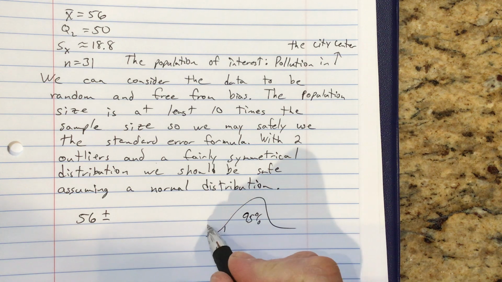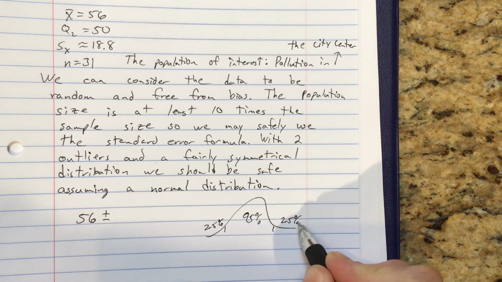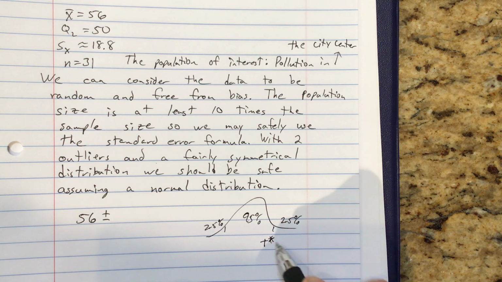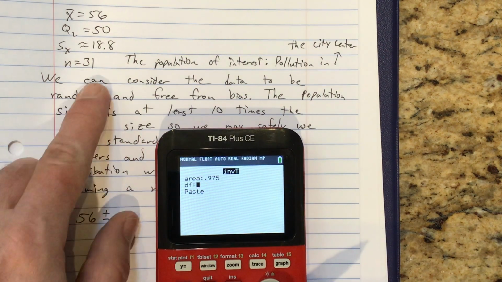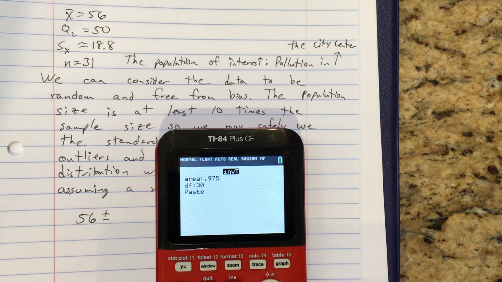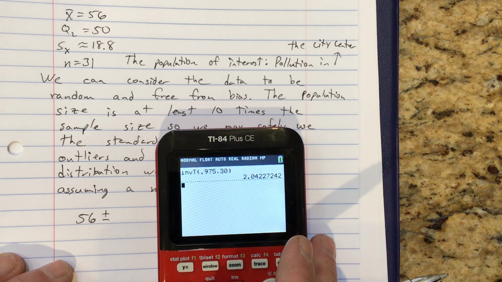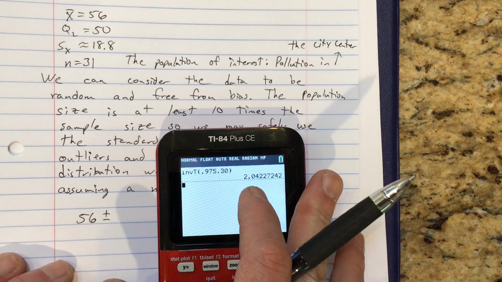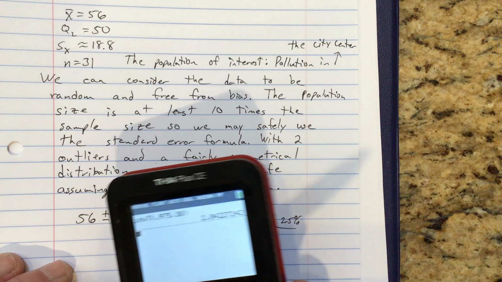95% in the middle, 2.5% on either side. So right there is my critical t at the 97.5th percentile. Okay, my degrees of freedom would be 30. And there we go. And I want to say that looks pretty familiar. If you use your table, I'm pretty sure you get 2.04, or maybe even 2.042, something like that.